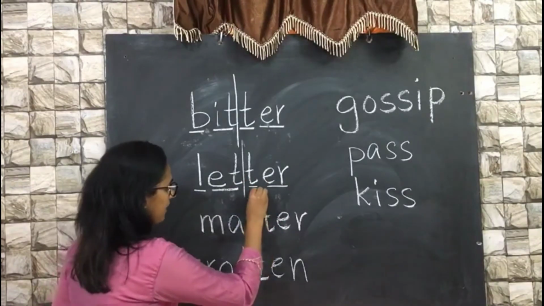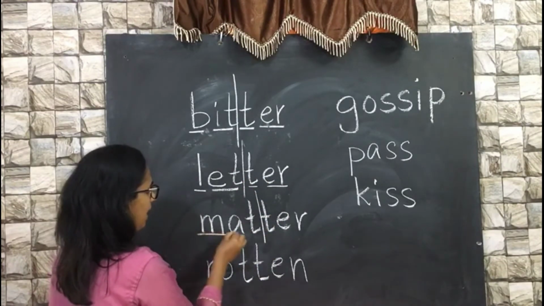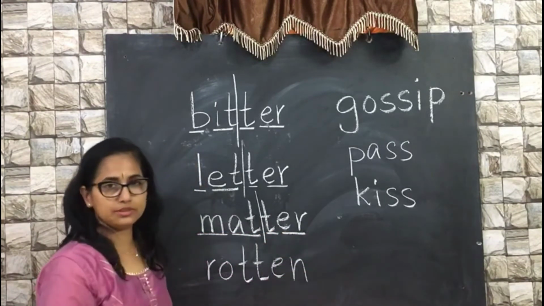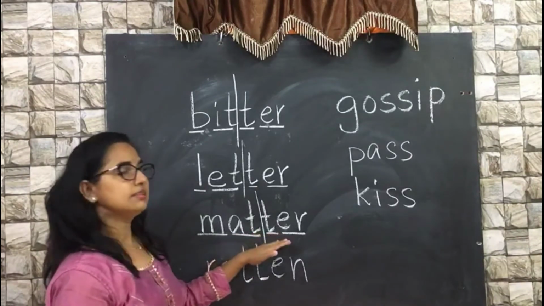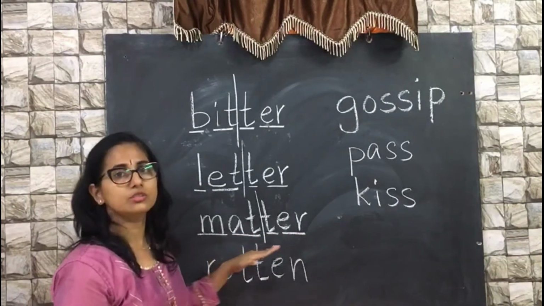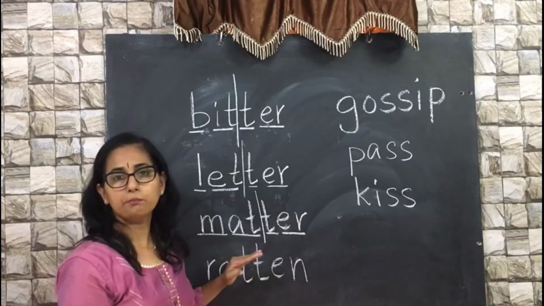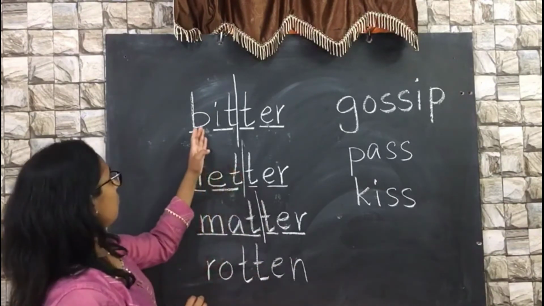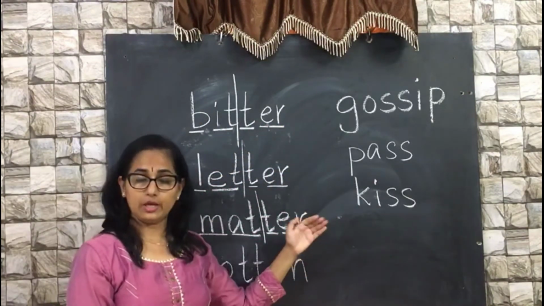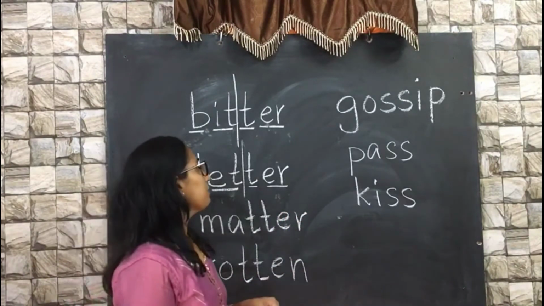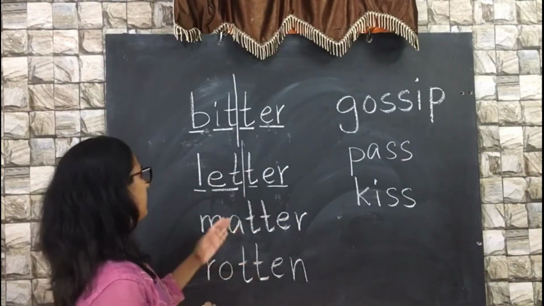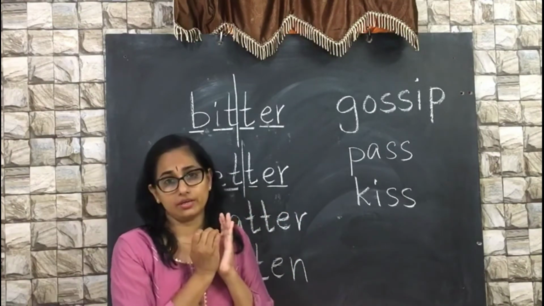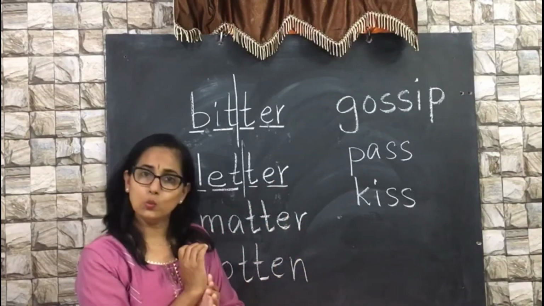The same way, here we have m and at, mat, t and er together. M, at, mat, t, er, ter, mat, ter, mat, ter. Easy? Here I have used only those vowels which I have already introduced. If you can make your child read this way, your child will be able to understand the concept of joining the letters together, and even they can read big or bigger words.